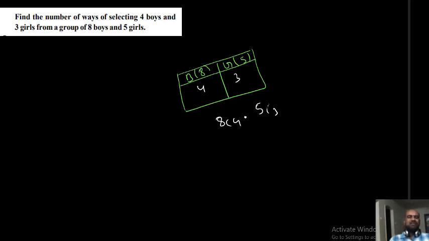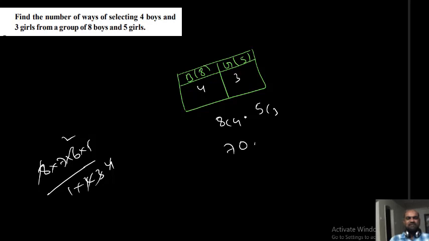8C4 means you need to find the value: 8 into 7 into 6 into 5 by 1 into 2 into 3 into 4. 4 and 2 cancel with 8, 3 ones are 3, 2 fives are 10, that gives 70, into 5C3. 5C3 or 5C2 are the same, that is 10. So that is equal to 700. There are 700 ways you can select.